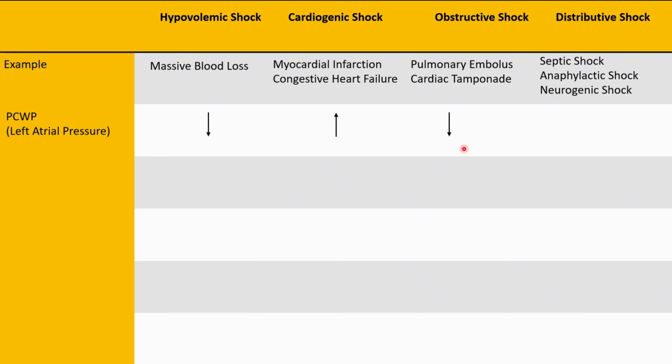Exactly, left atrial pressure will fall because there's no blood coming back. In the same way, if there's a small pulmonary embolus, left atrial pressure will still fall, but to a lesser extent. So pulmonary embolus, left atrial pressure will fall. But what will happen in case of cardiac tamponade?